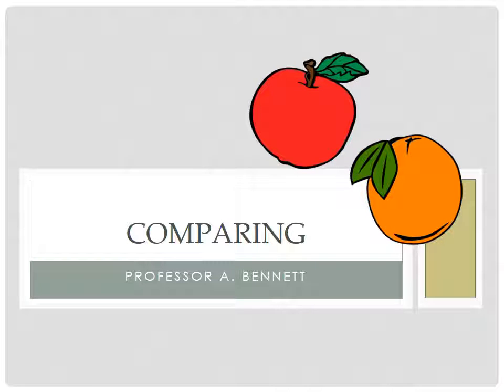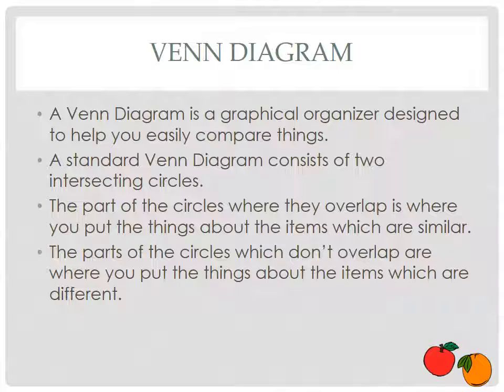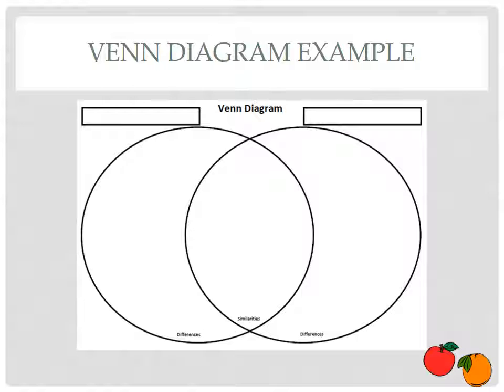Hello, folks. We are going to learn how to compare and contrast, starting out with our handy Venn diagram, which you've probably learned about before. It's a graphic organizer with two circles, where they intersect is where the two things are similar, and where they go outside that, it is where they are not alike.